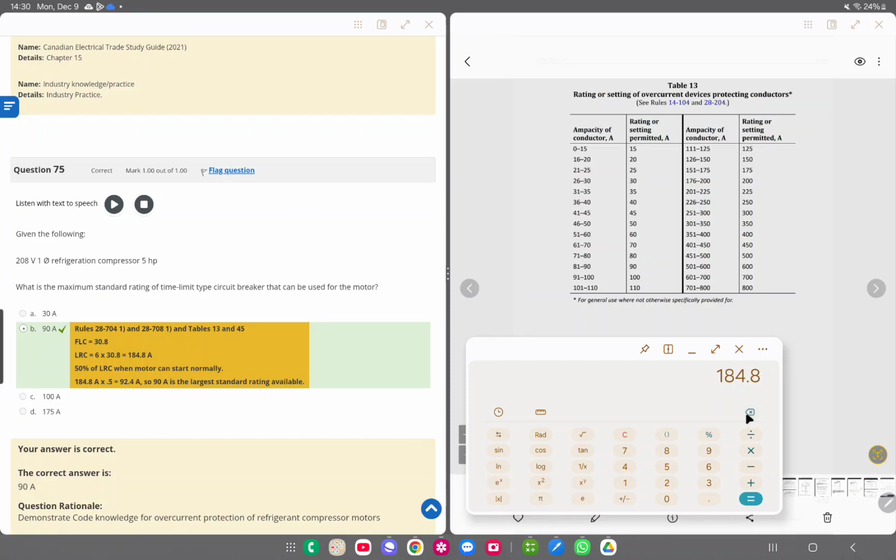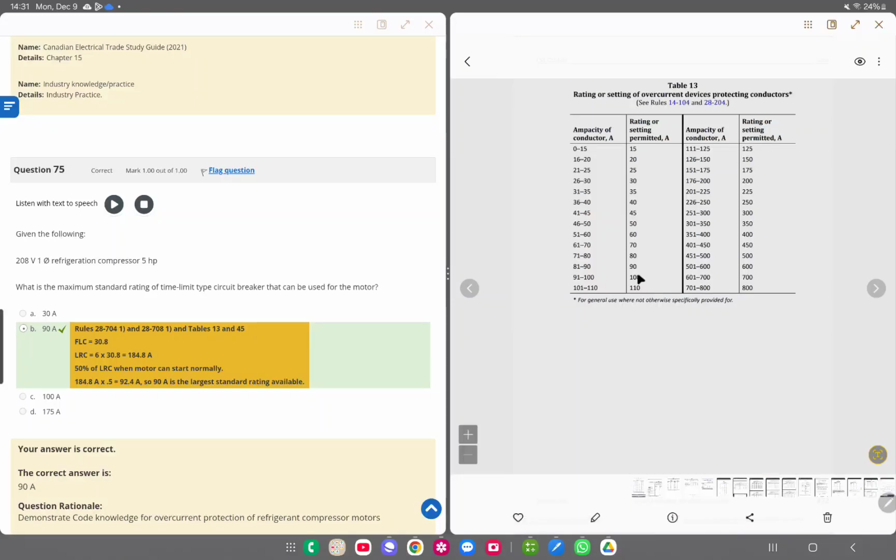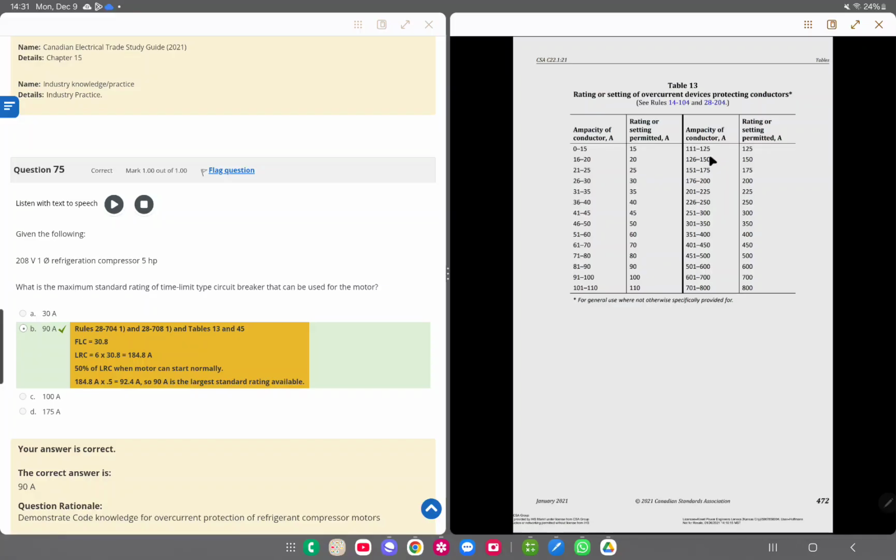Locked rotor current is 185 divided by 50%, and it's 92.4. You take your 92.4, 81 to 90, so it's a 90 amp. 90 amps is the correct answer.